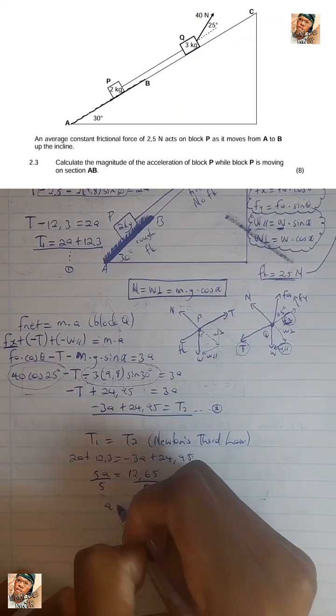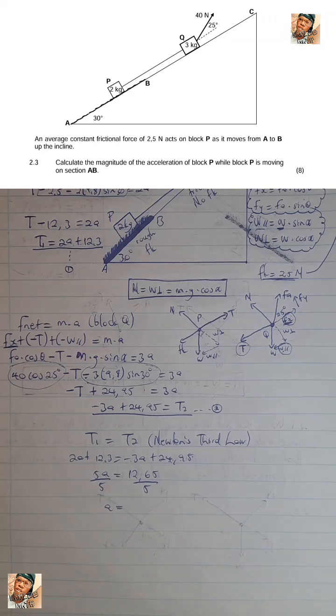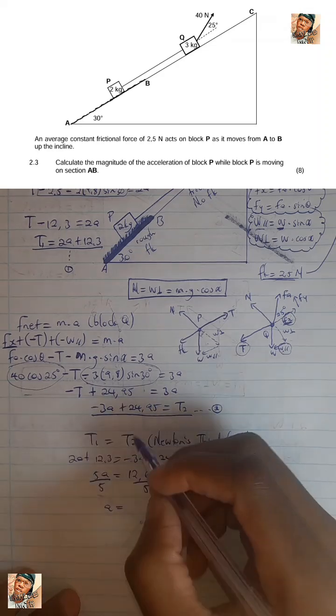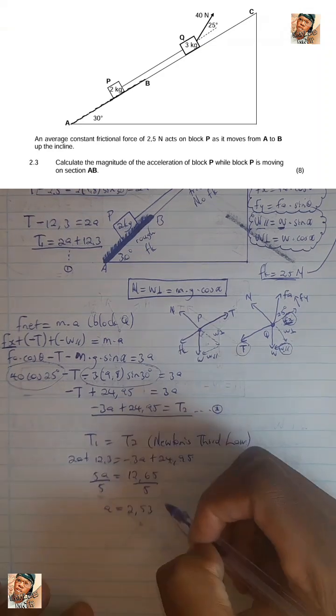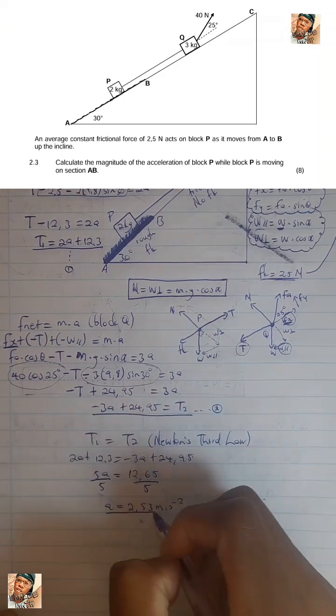And then acceleration is going to be equal to 12.65 divided by 5. Let me put that into the calculator and determine what it is equal to. So after putting it into the calculator, I get 2.53. Then this is meters per second squared. So this is the acceleration of the system.